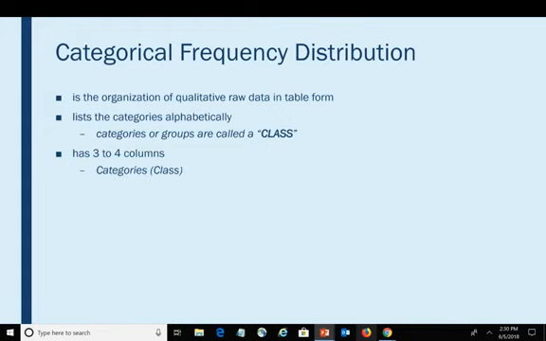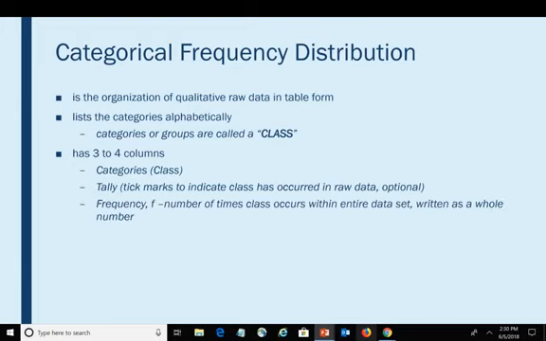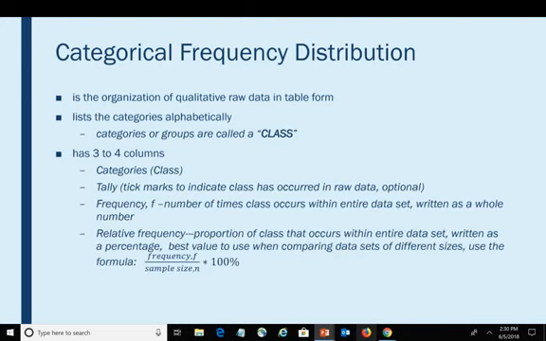In addition to the categories, we have a column to represent the tally marks or the tick marks, which indicate that that particular group has occurred within the data set. Then you have the frequency column, which indicates the number of times that that particular group or class occurred within the data set, which is written as a whole number. And finally, you have the relative frequency, which is the proportion of the class that occurs within the entire data set, which is written as a percentage.